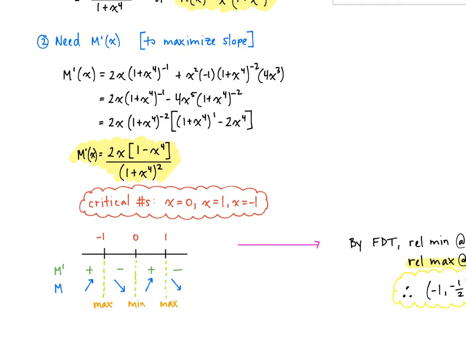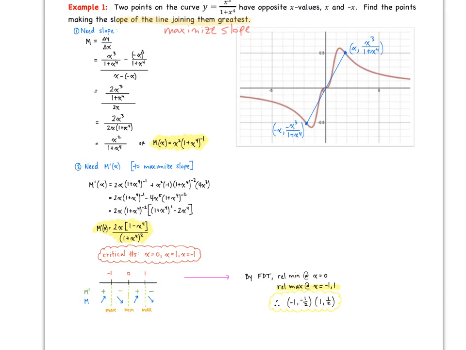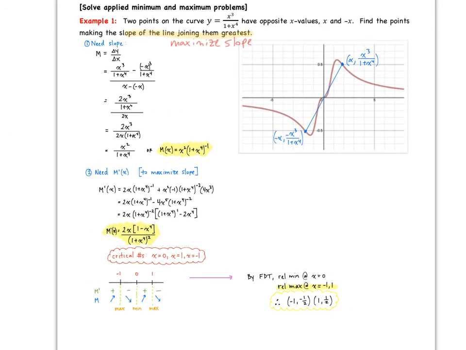So we can make our conclusion that by the first derivative test, yes, we have a relative minimum at x equals 0, but that's not really relevant to our situation. We do have a relative maximum when x equals -1 and 1, and this is great because we were looking for those x values that are opposite of one another. So now to figure out what those actual points are, we just plug -1 and 1 into our original function to get those y values. And there we have it.